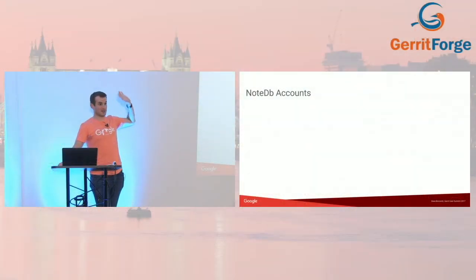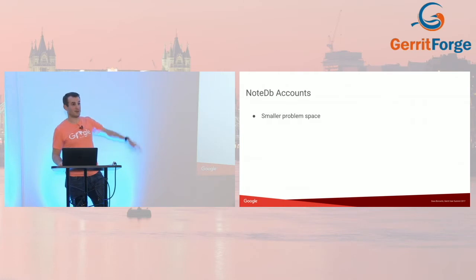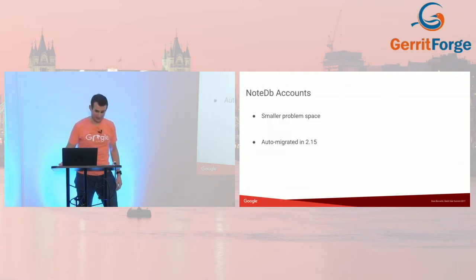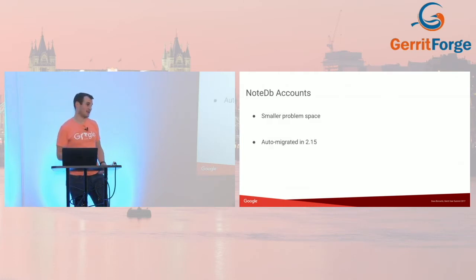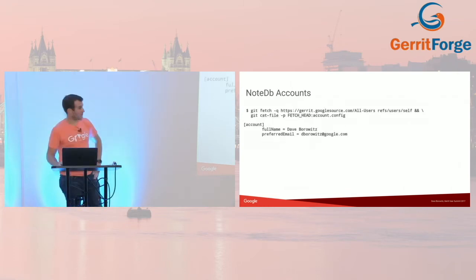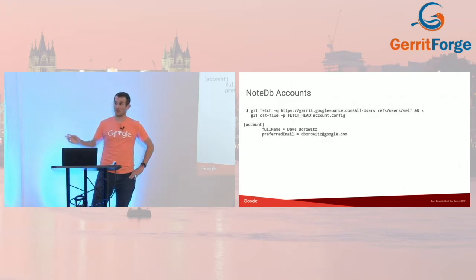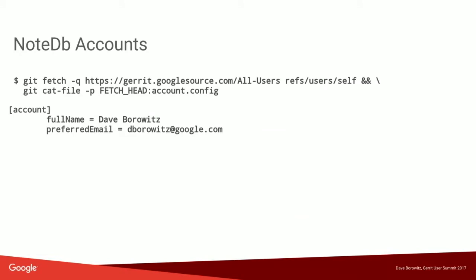Everything I said so far was about changes. There's also other data in Gerrit besides changes. Accounts are totally migrated to NoteDB. They're actually in 2.15, you have no choice. Really simple file format for how we store data in accounts for NoteDB. But it's not even like a note space format. The name is a little bit of a lie.